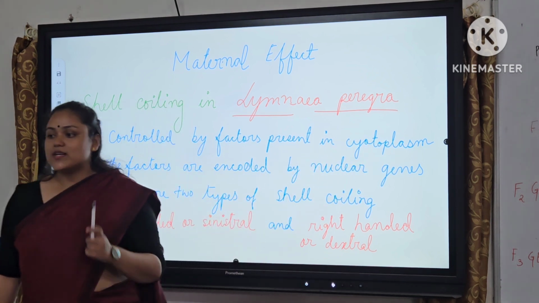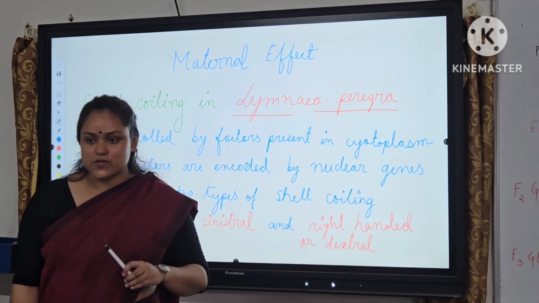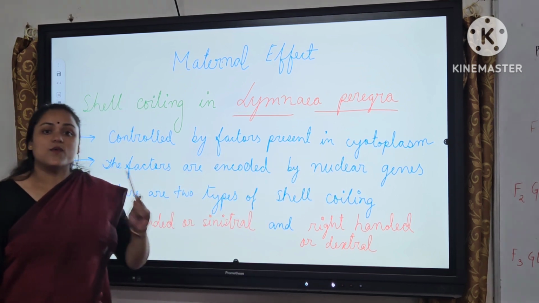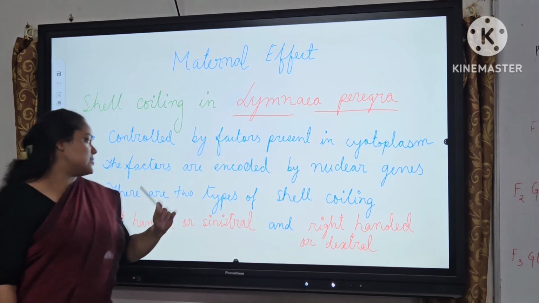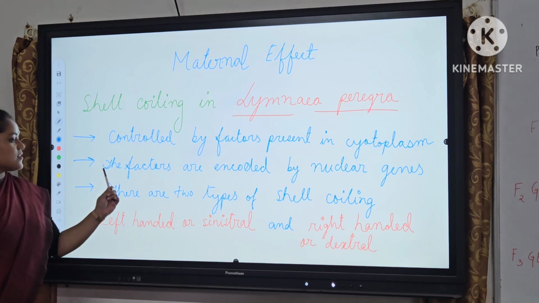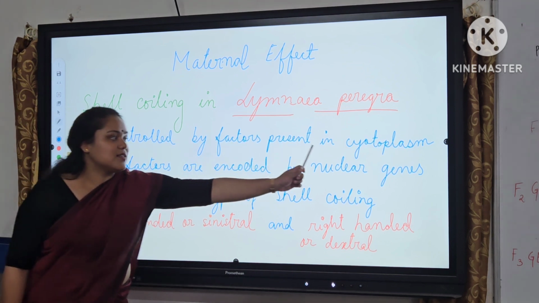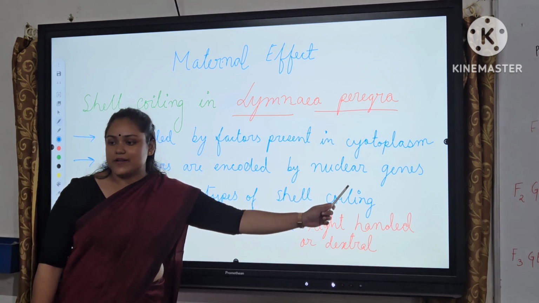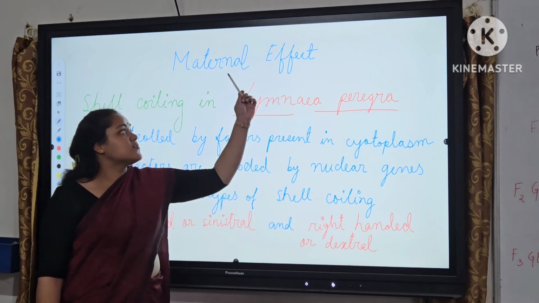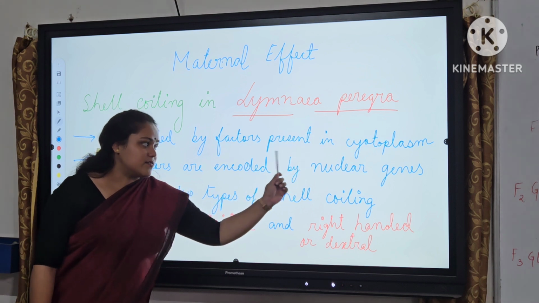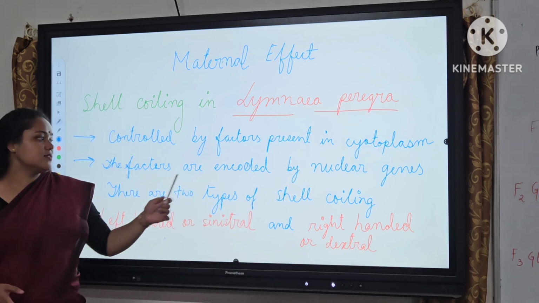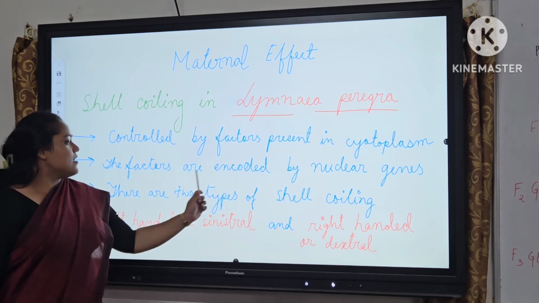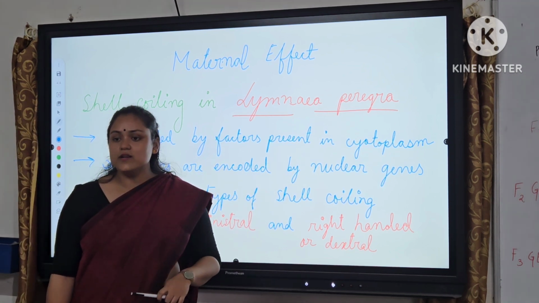As we know, in the case of extrachromosomal inheritance also the factors were present in the cytoplasm. But in maternal effect, the factors which are present in the cytoplasm are encoded by the nuclear gene. So this is the difference. In maternal effect, the factors which control the inheritance are present in the cytoplasm, but they are encoded by the nuclear genes.